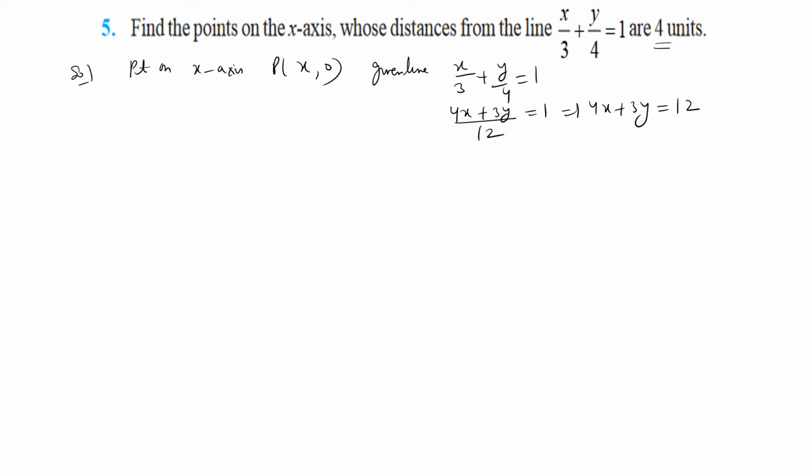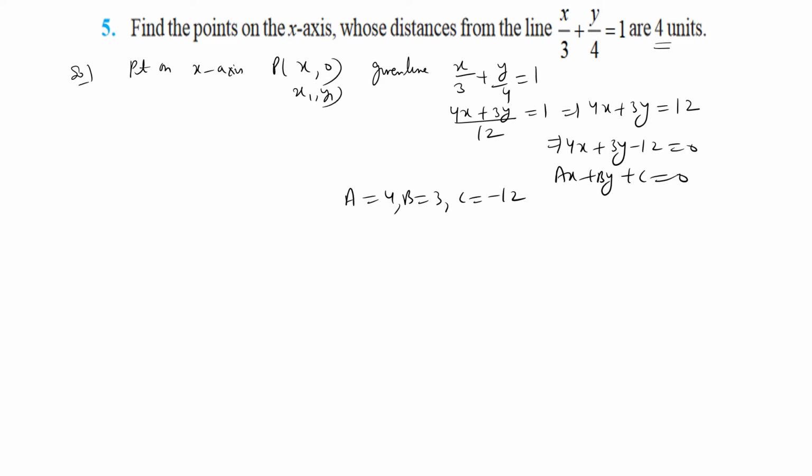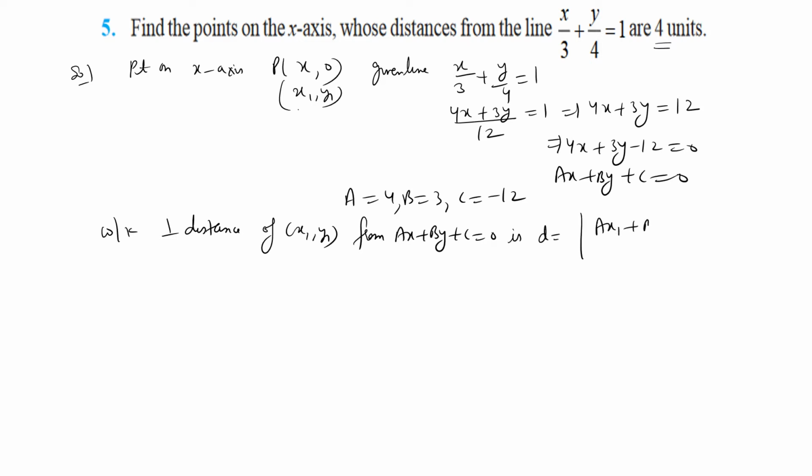For applying the perpendicular distance formula, the equation should be expressed in the form ax plus by plus c equal to 0. So a here is 4, b here is 3 and c here is minus 12. This is your x1, y1. Now we know that the perpendicular distance of point (x1, y1) from the line ax plus by plus c equal to 0 is given by ax1 plus by1 plus c upon root a square plus b square.